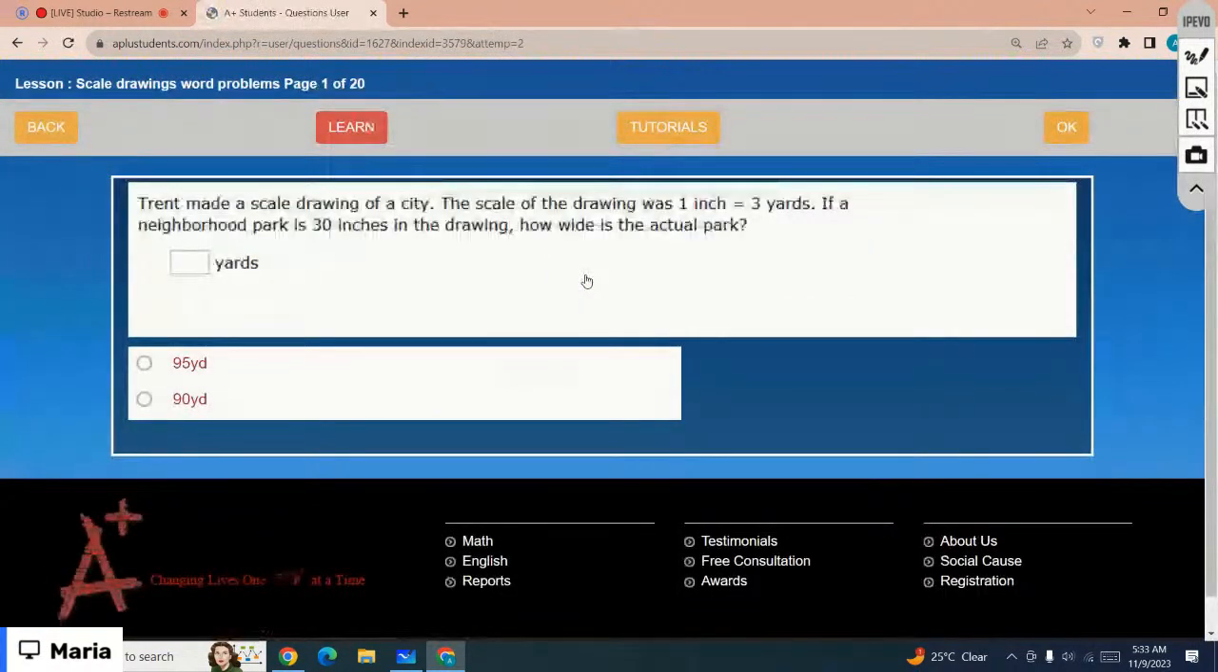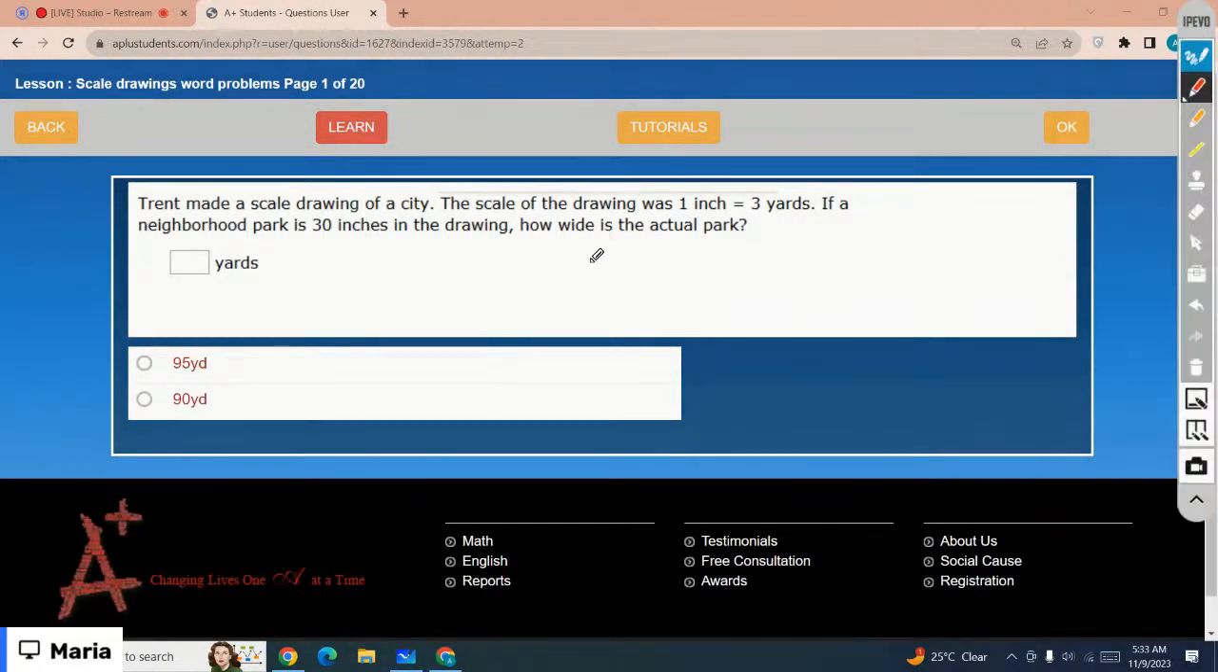Okay, Trent made a scale of a city. The scale of the drawing is 1 inch to 3 yards, right? That would be 1 inch equal 3 yards. If a neighborhood park is 30 inches in the drawing, how wide is the actual park? You have to calculate the length of the actual park.